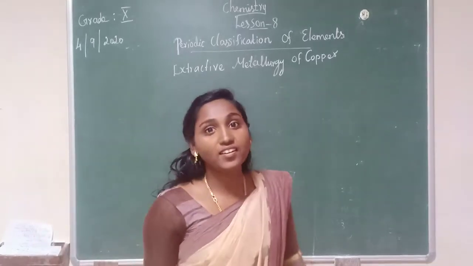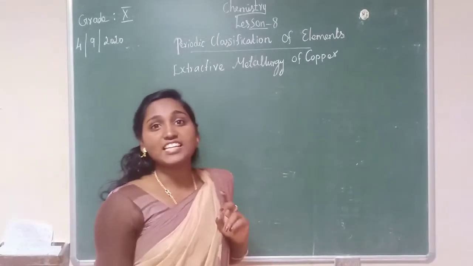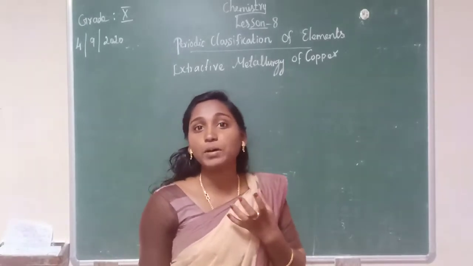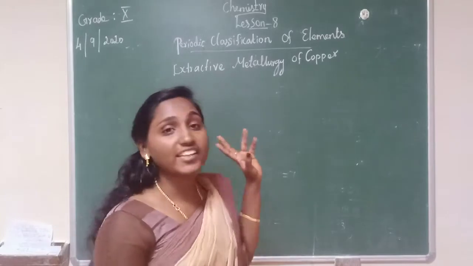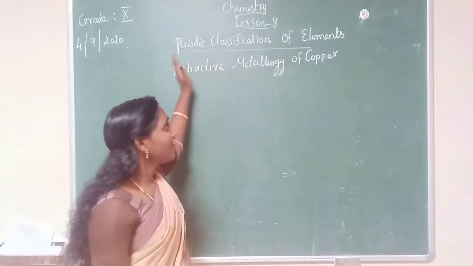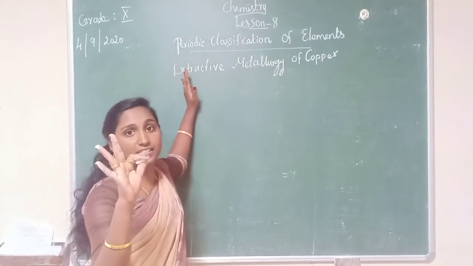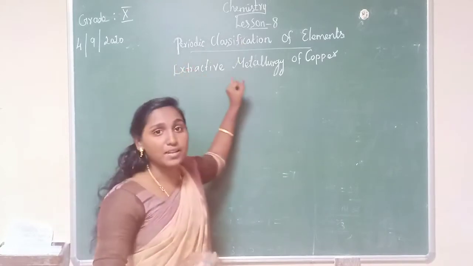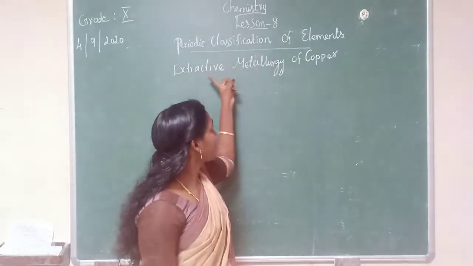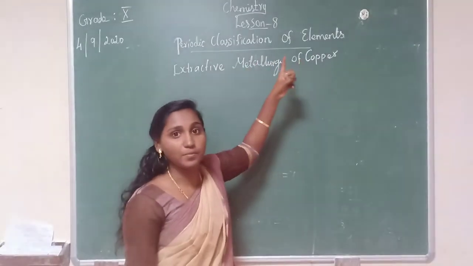Students, good morning. Hope you all studied the last class portion. What are the portions we studied in the last class? Do you remember? That is extractive metallurgy of aluminium. Already I told you in this lesson we are going to learn three metals. What are the metals? Aluminium, copper and iron. In the last class we studied extractive metallurgy of aluminium, right?